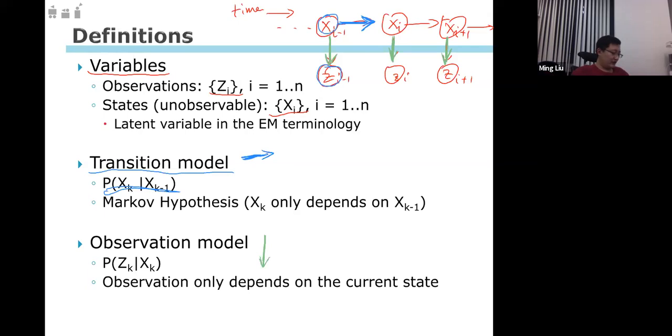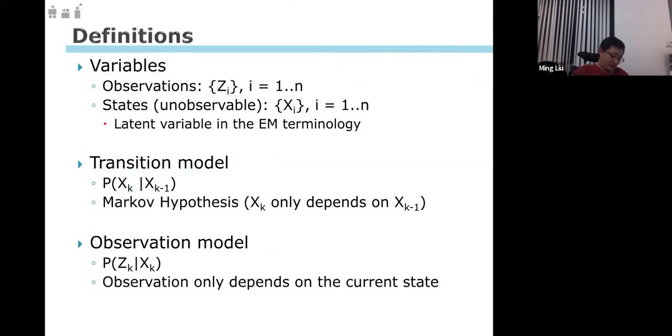Of course, when you see the transition model and the observation model, you can see that you have tails. These tails help you to separate some interesting random variable from the rest of the world. Okay. As for definition, you have variables, you have transition model, you have observation model. Right?